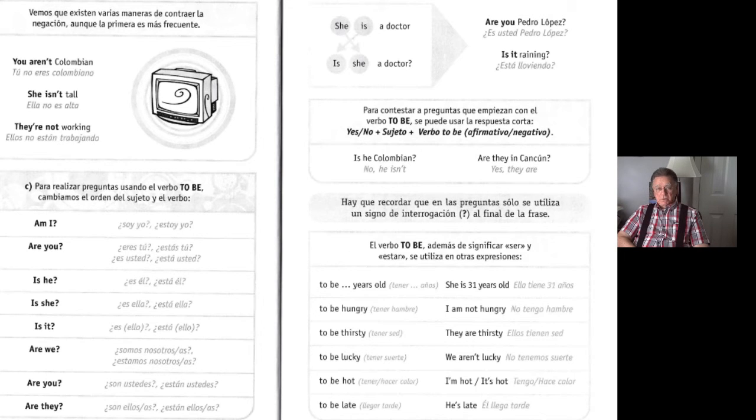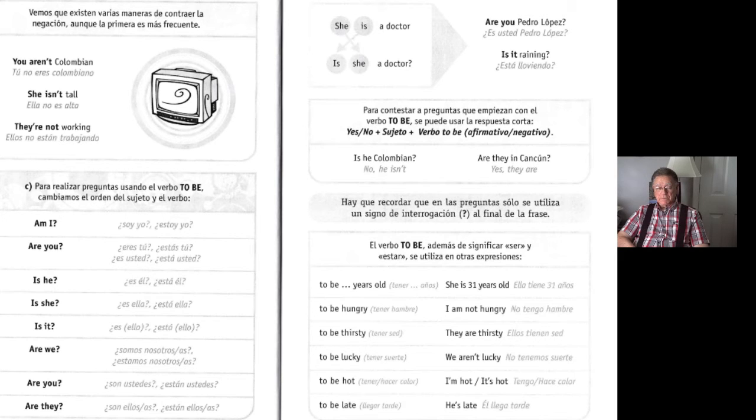Are you? Question, are you? And then we can put, are you tired? Are you sleepy? Are you married? Are you a citizen? Are you a nice person? Are you a bad person? No, no, no. We're good people. Okay.